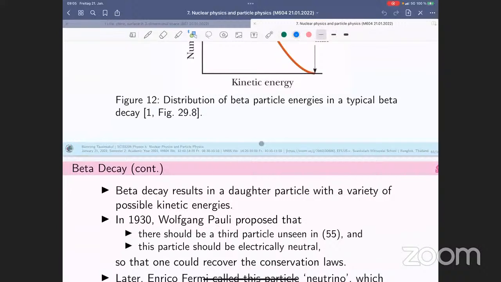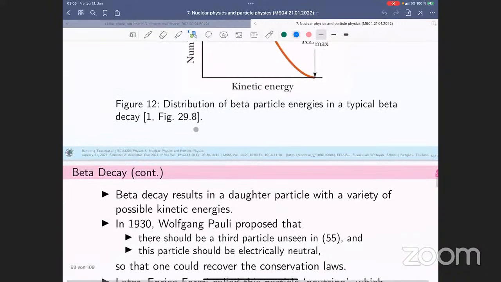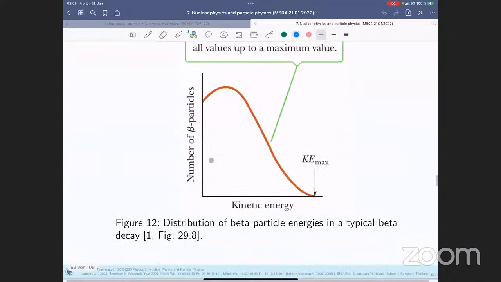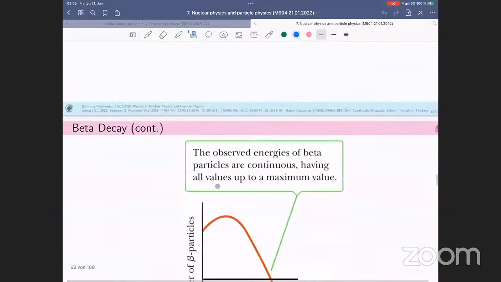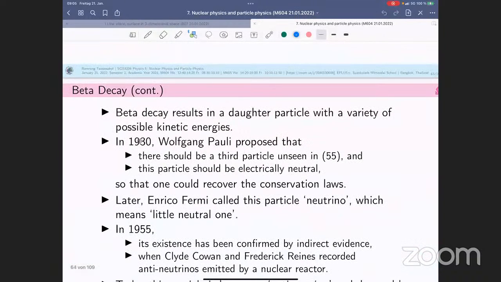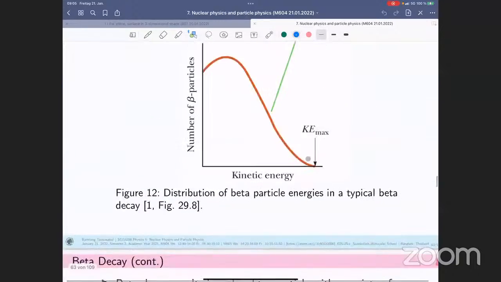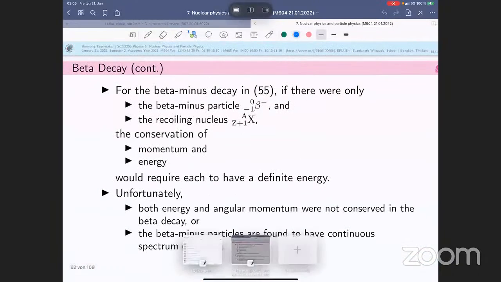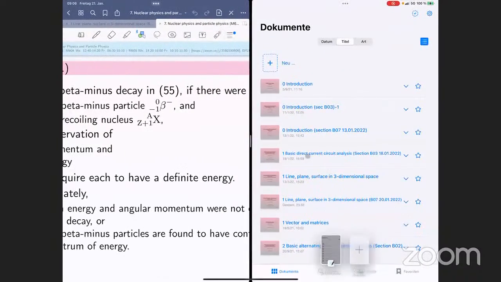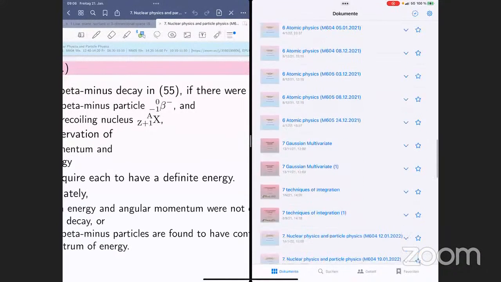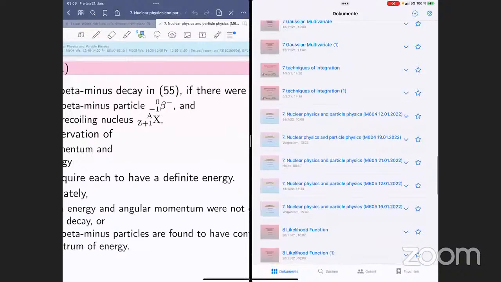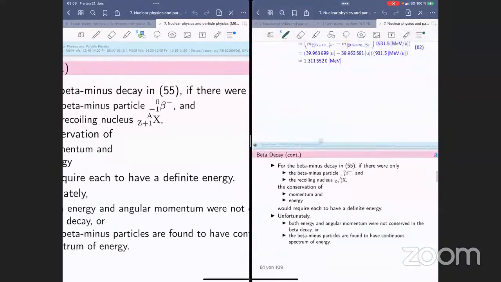Yeah, because there is something missing, something is wrong. The measurement doesn't correspond to our calculation here. So Wolfgang Pauli tried to investigate it in 1930, and he said that there should be a third particle which doesn't appear in it. Oh, let me open another one. It's more convenient to scroll up and scroll down. Okay.